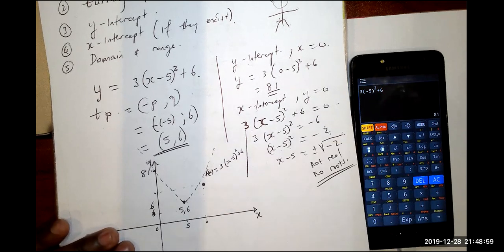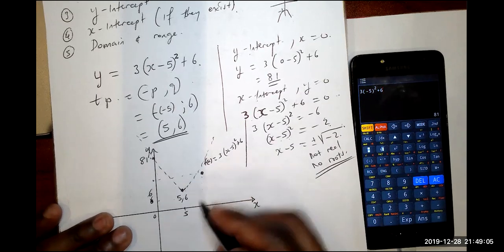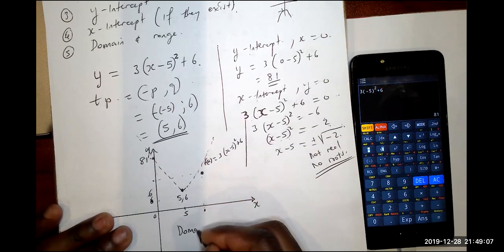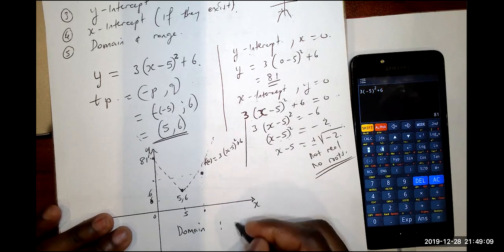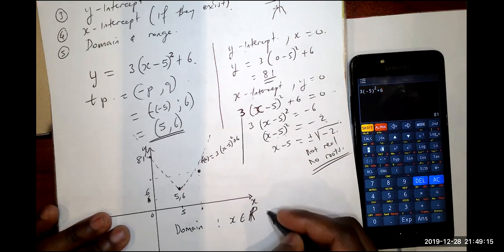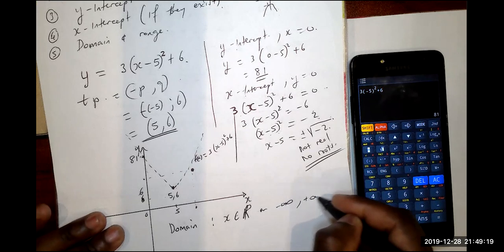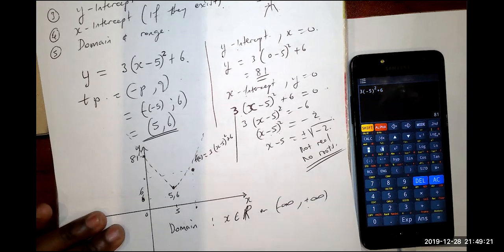That's what you need to remember. That's what you need to remember there. That's our equation there. That's how you label. Now, the domain, what is the domain? Remember, domain: x is an element of real numbers, or negative infinity to positive infinity. That's what you need to understand. So that's your x values, that's the domain.